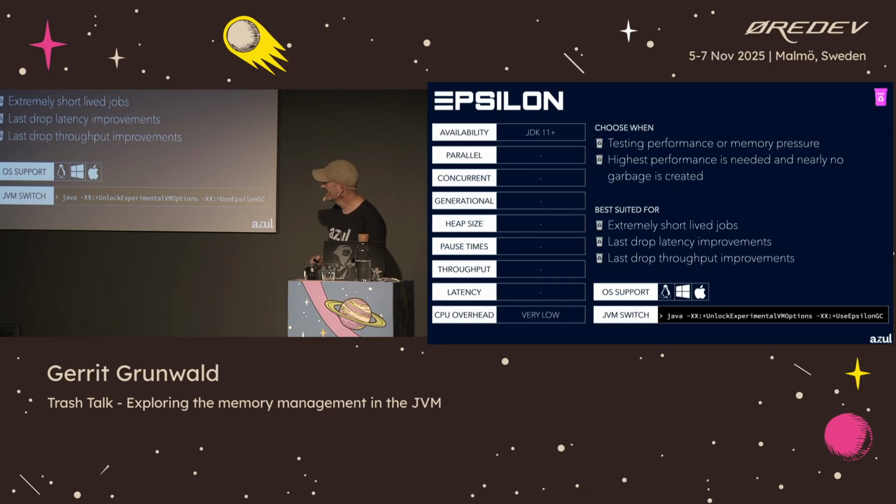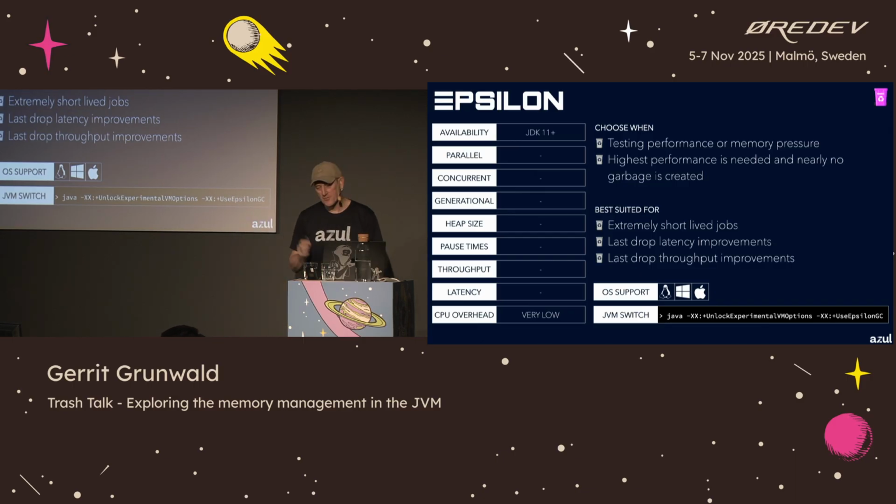Why would you do that? Well, first of all, if you would like to use it, you have to use unlock experimental VM options, just to make sure that you really know what you're doing. But if you know exactly how much memory your application needs, this is the fastest thing you can do. That means no garbage collection at all. But be aware, that's really tricky to find out. You can try to run your application with this switched on. Usually it's like pressing enter, bam, out of memory exception. This is how it works.